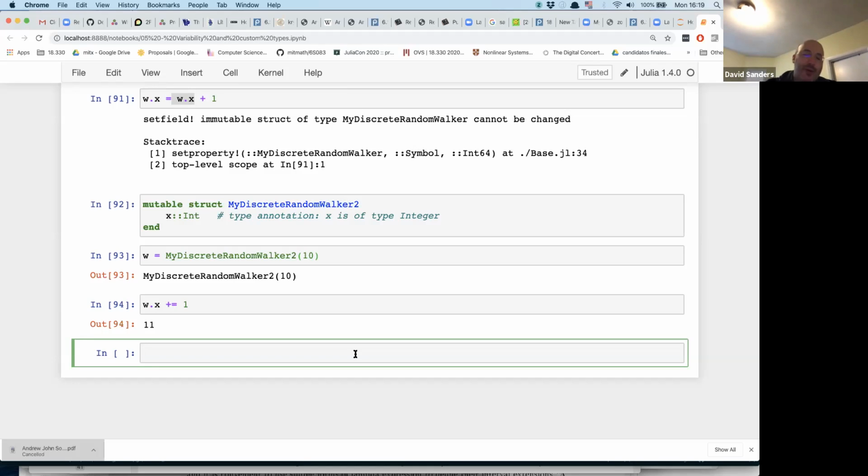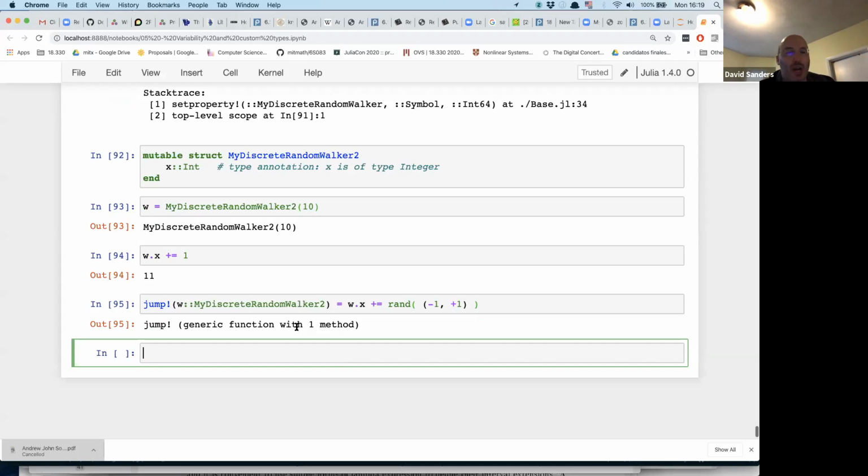So what I could do is define a function that moves a walker. Let's call that jump, but actually it's going to modify its argument, so we should call it jump bang. And jump bang is going to act on a walker of type my discrete random walker 2. This is how I declare the function. Jump of that equals take the x inside W and add rand of -1 and 1.